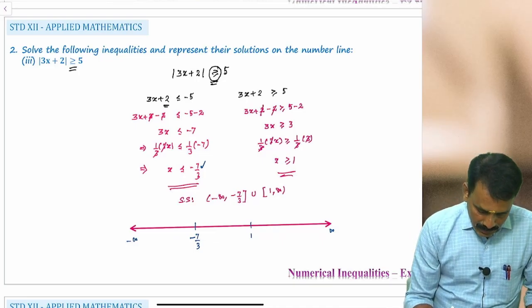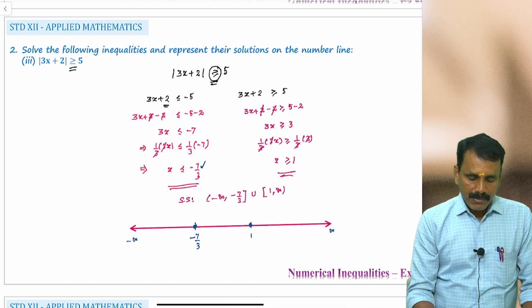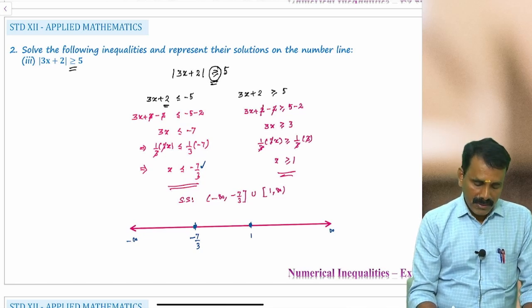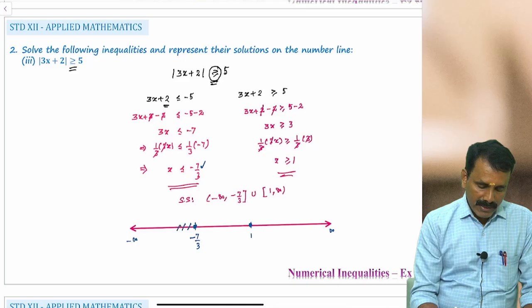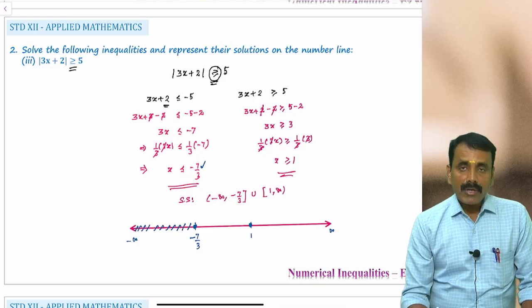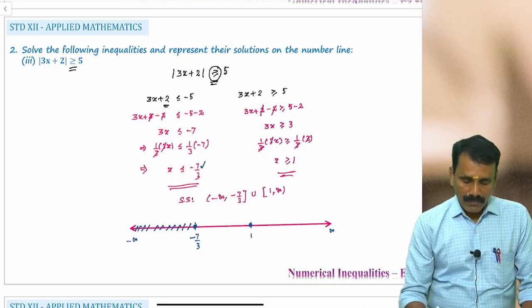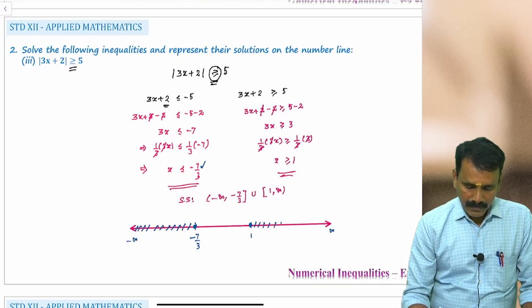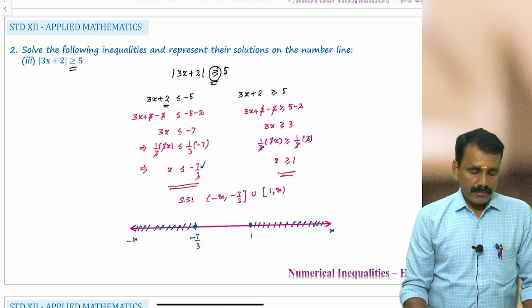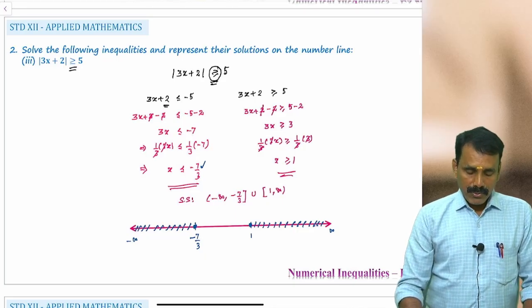So first we try to shade the points, and one is minus infinity to minus 7 by 3, that is x less than or equal to minus 7 by 3. So, any value which lies to the left of minus 7 by 3. So, this is the value, and x is greater than or equal to 1. So, values of x which lie to the right of 1. So, this is the solution on the number line. So, we move on to the next question.